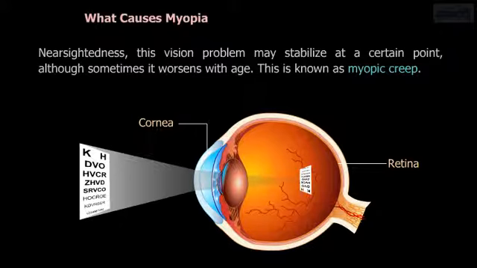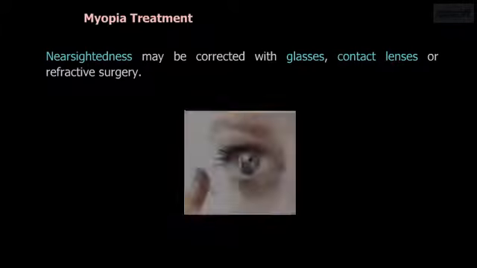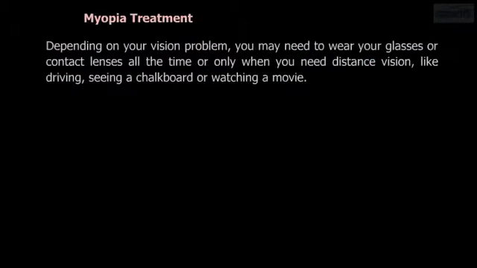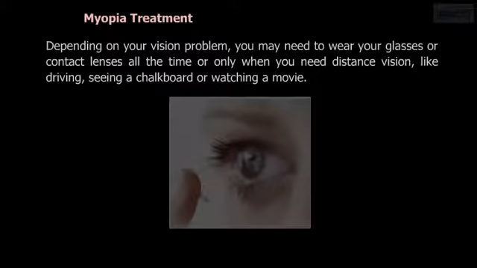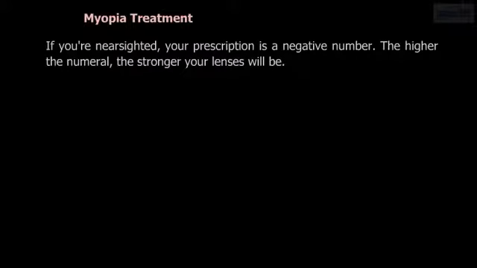Myopia treatment. Nearsightedness may be corrected with glasses, contact lenses, or refractive surgery. Depending on your vision problem, you may need to wear your glasses or contact lenses all the time or only when you need distance vision, driving, seeing a chalkboard, or watching a movie. If you're nearsighted, your prescription is a negative number. The higher the numeral, the stronger your lenses will be.